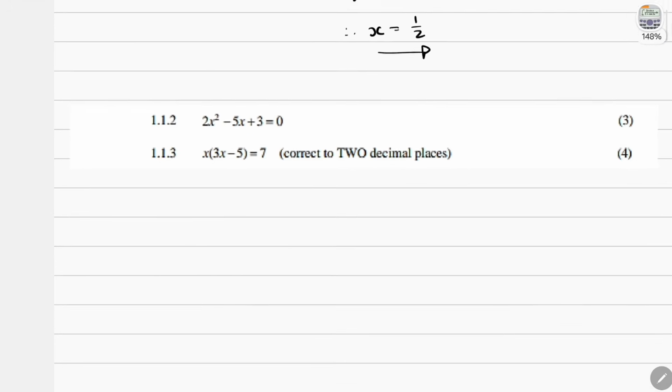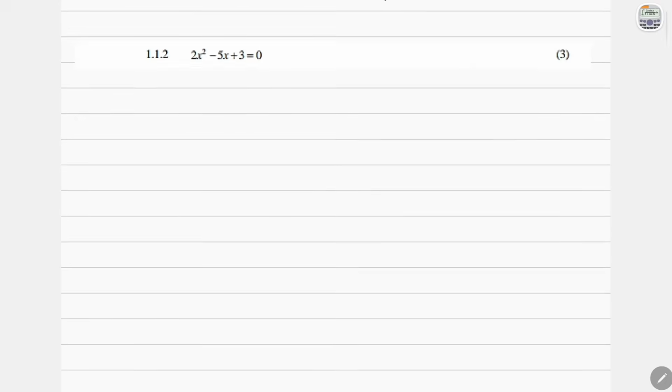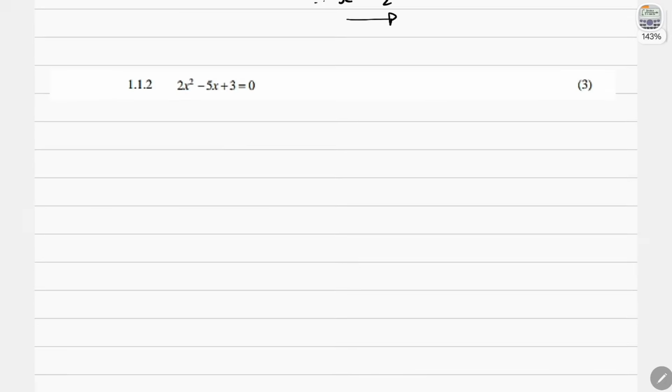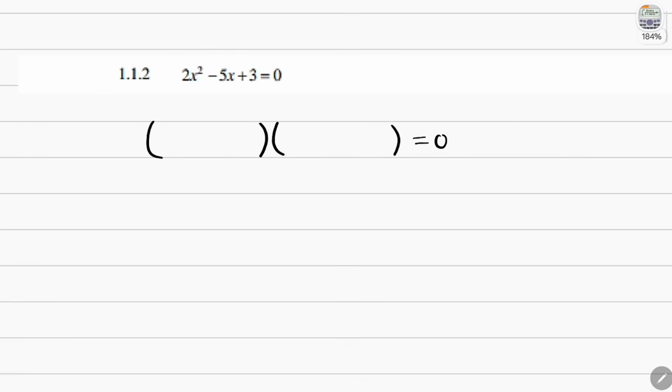Question 1.2, as you can see, this is not the case where we have to use the quadratic formula. They have given that in question 1.1.3. So let's go. We need to factorize this, and to factorize it, we open up two brackets. There are two ways that you can factorize it, but just use any way that you're comfortable with. I'm going to deal with this using the cross method.